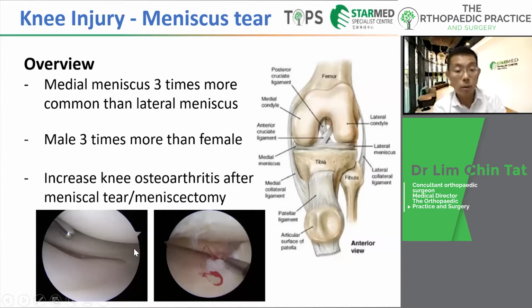So this is a scope picture of my patient. So this is a meniscus. This is a normal, nice, intact meniscus between the thigh bone and the calf bone. So imagine when you walk, this meniscus plays an important role as a cushion. They absorb quite a fair bit of the pressure when you walk or run. And this is a patient with a meniscus tear. It's bleeding as well.